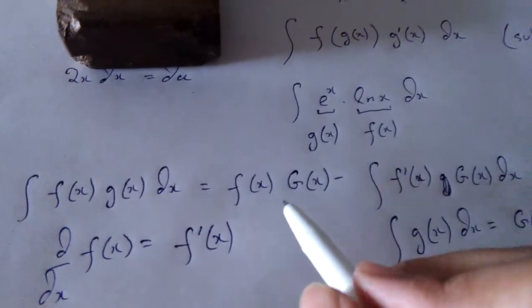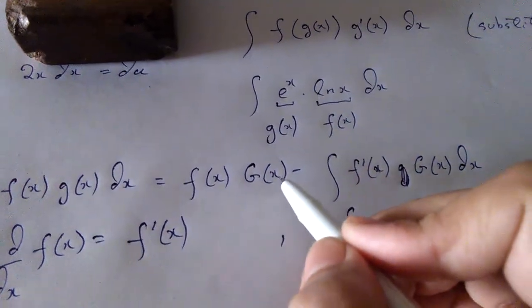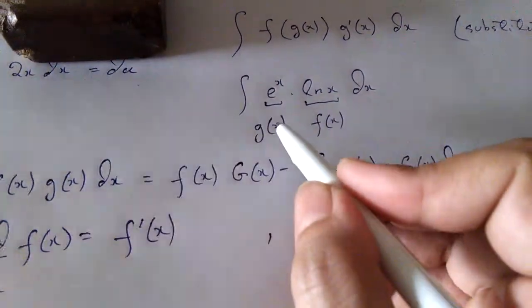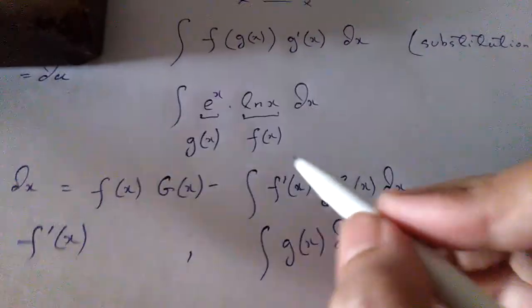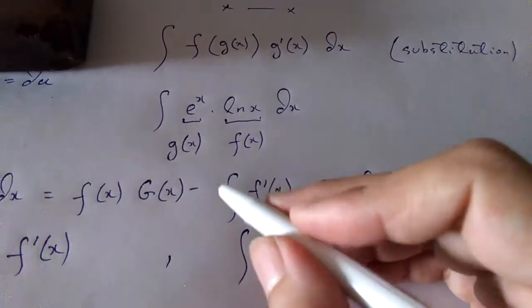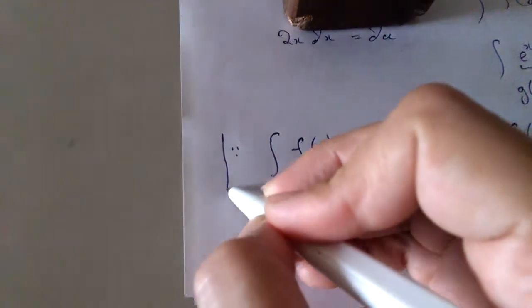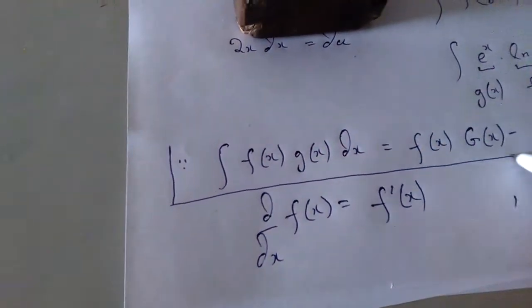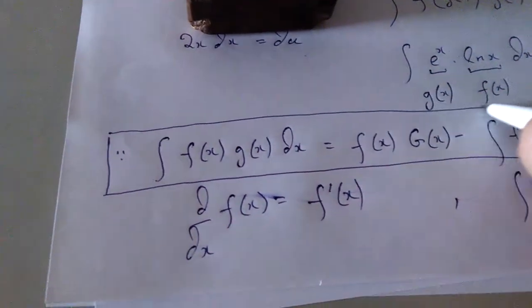So this is the original function f of x, multiplied by the integral function of g of x, minus the integral of the derivative of f of x multiplied by the integral of g of x. So this is the general formula. You have to bring this formula into your mind and make it indelible. Don't forget that.